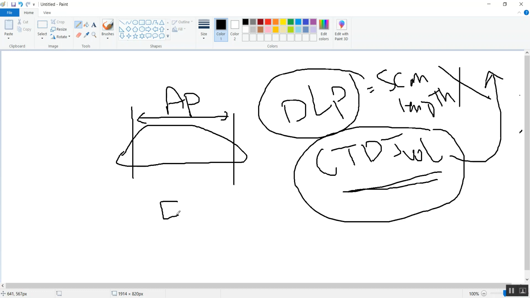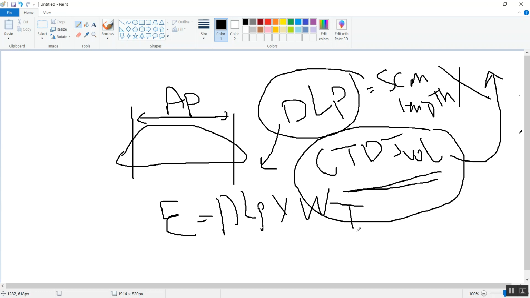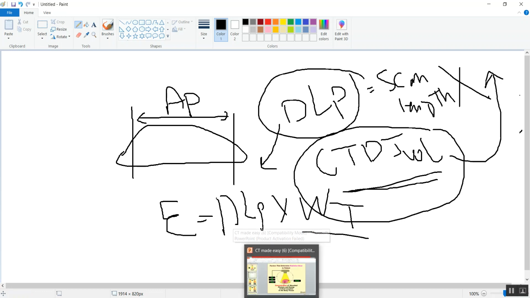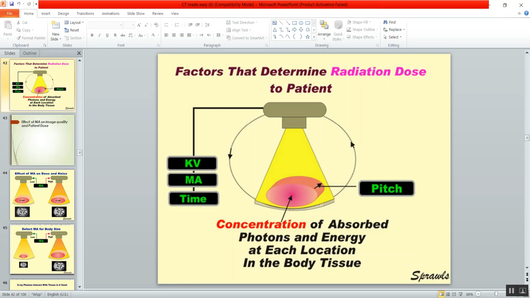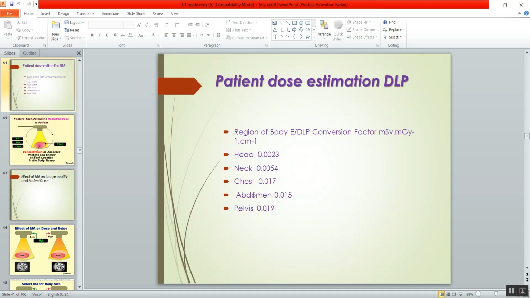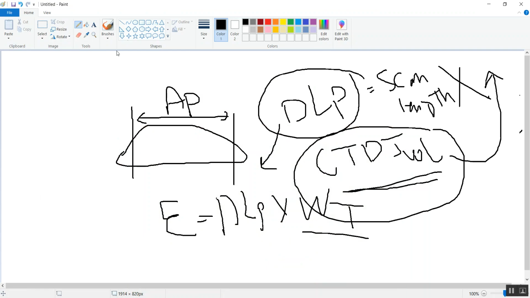Okay, but I want to calculate the effective dose, so I'll multiply DLP times the tissue weighting factor, which is related to different organs. If I scan the abdomen and pelvis, the abdomen value I'll get from my table. Abdomen tissue weighting factor is 0.015.